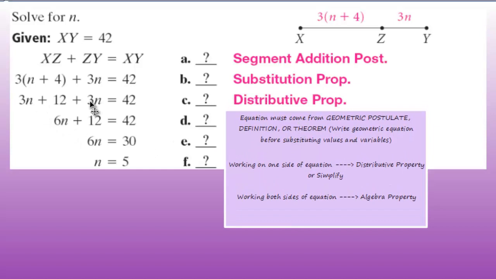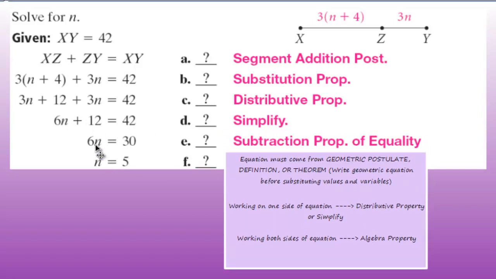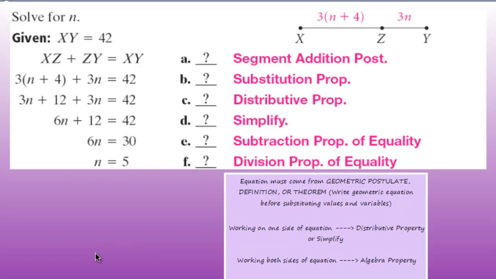We then have these like terms, 3n and 3n, on one side that we're adding together. So again, we're not adding something to both sides, we're just adding like terms on one side, so that's simplifying. Then we're going to subtract 12 from both sides, so subtraction property. And then we're going to divide by 6, so that would be the division property. Okay, so these are reasoning in algebra, so we're using properties. To begin with, we're using geometric postulates, theorems, and definitions, and then from there we're using algebraic properties that we've used in order to solve these equations.